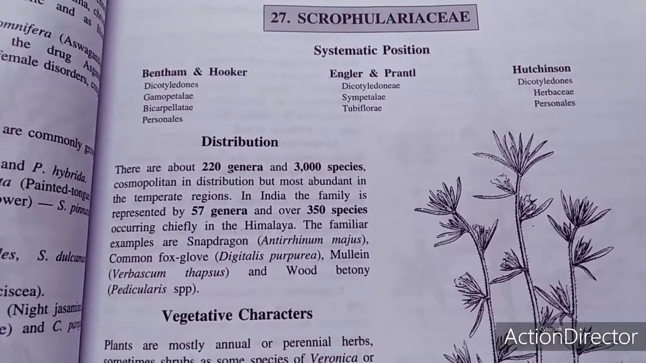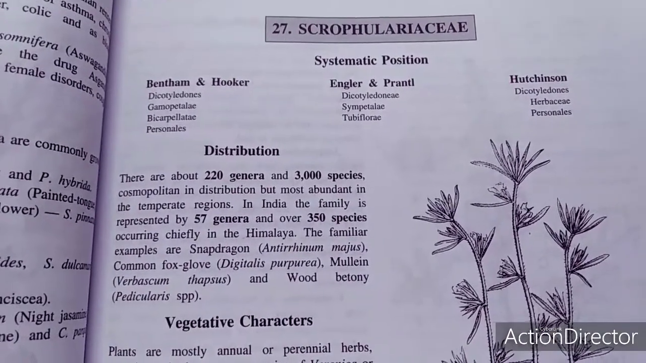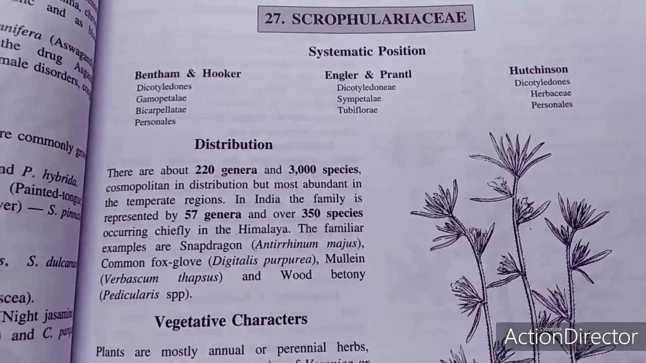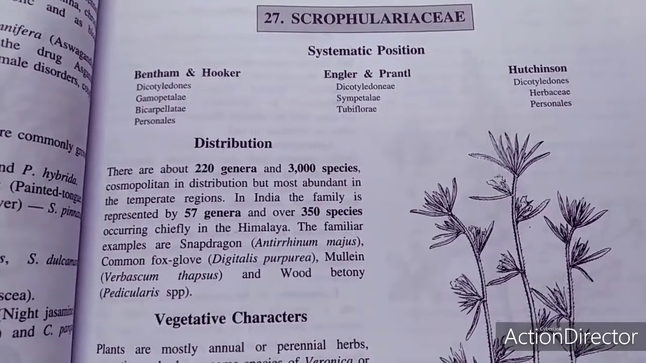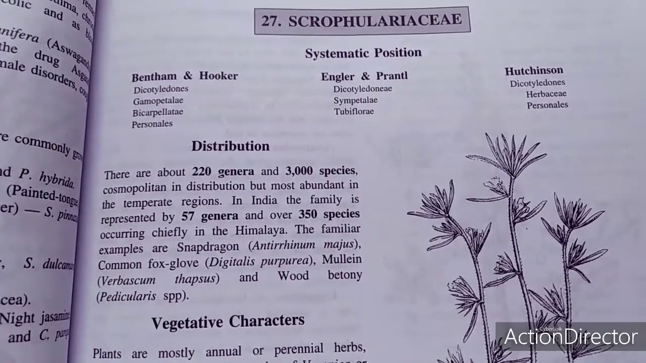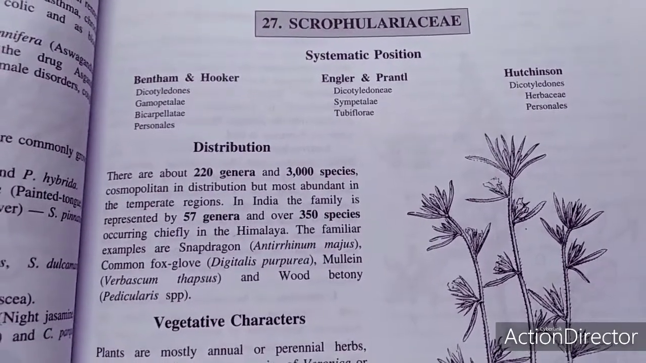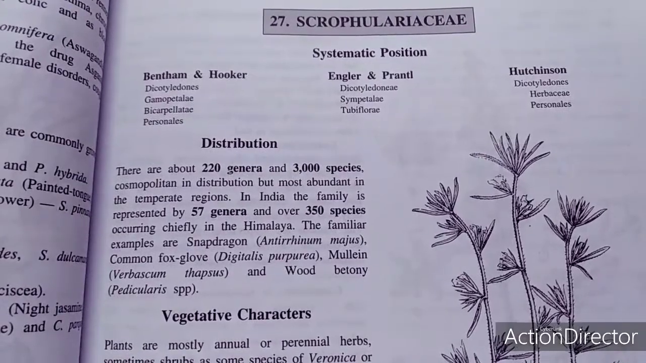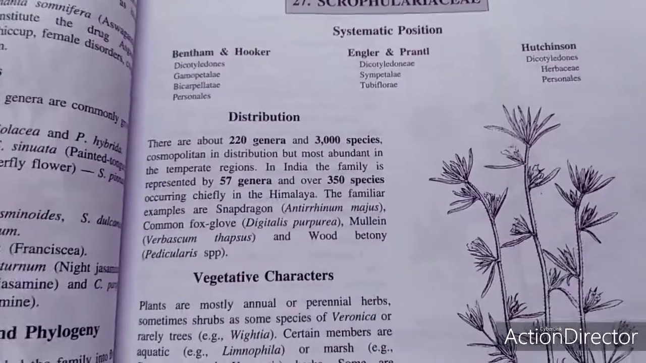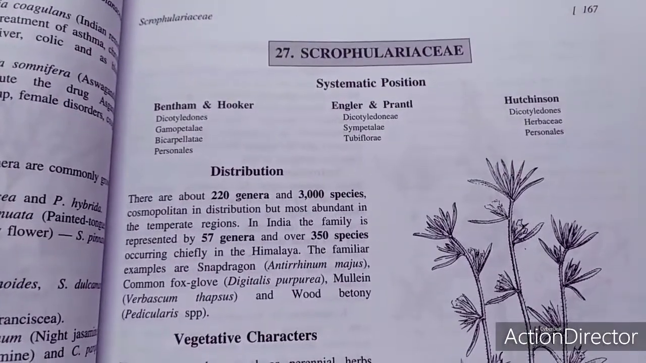The ovary is superior, two-celled, with anatropous ovules in axile placentation. Picrorhiza kurrooa and Digitalis purpurea are used as medicinal plants. Antirrhinum majus is another good example of this family. So, let me again repeat certain characteristics of Scrophulariaceae.